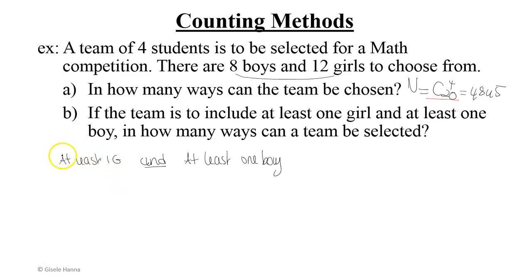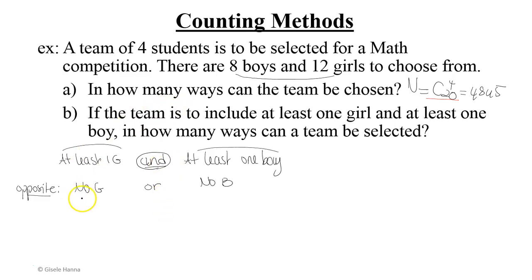Now what's the opposite of at least one girl? At least one girl, we just said, is no girls. And what's the opposite of at least one boy? It's no boys. However, we should not forget to consider the opposite of the operation. And what's the opposite of and? Now that's an or. So the opposite event of the one in the question, at least one girl and at least one boy, is no girls or no boys.